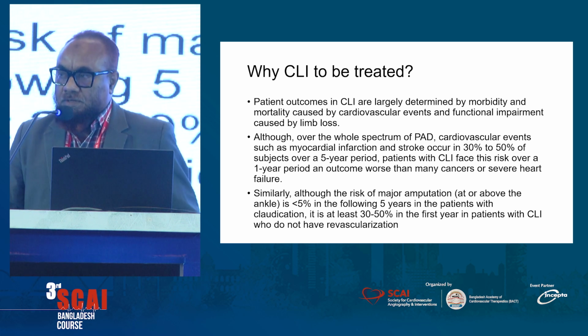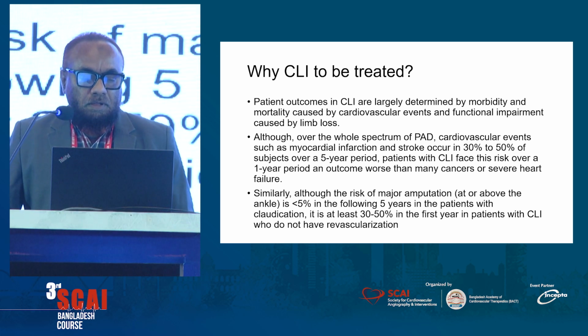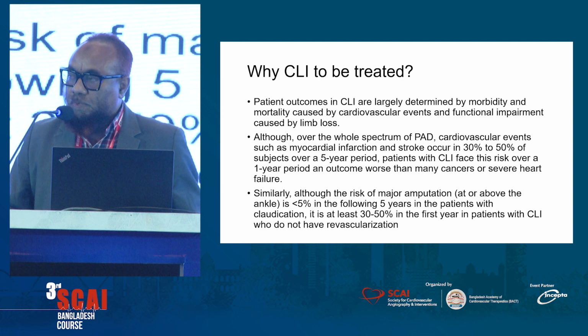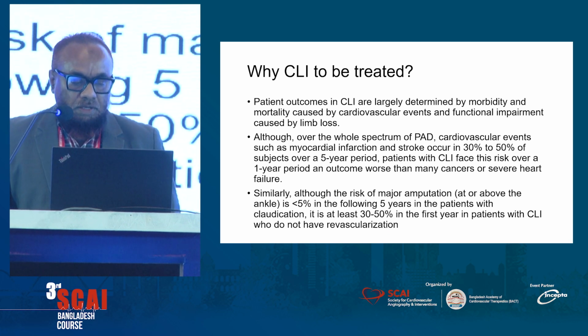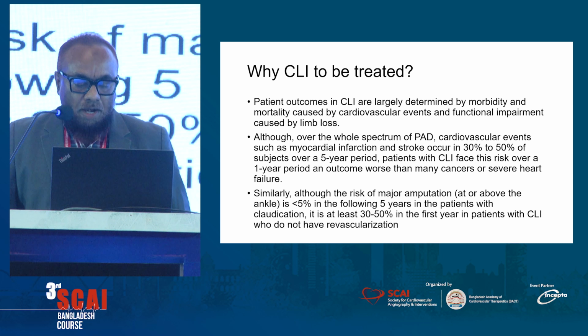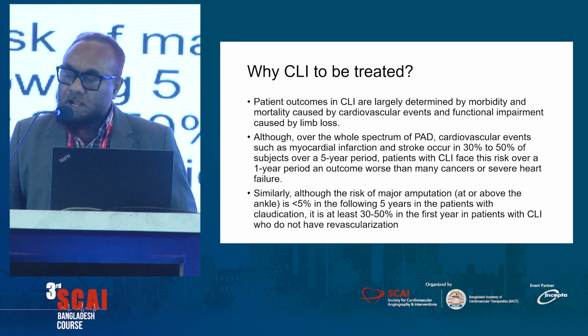Why should critical limb ischemia be treated? Because patient outcomes in critical limb ischemia are largely determined by morbidity and mortality caused by cardiovascular events and functional impairment caused by limb loss, that is amputation. Over the whole spectrum of peripheral arterial disease, cardiovascular events such as myocardial infarction and stroke occur in 30 to 50% of subjects over a 5-year period. Patients with critical limb ischemia face these over a 1-year period, an outcome worse than many cancers or severe heart failure.